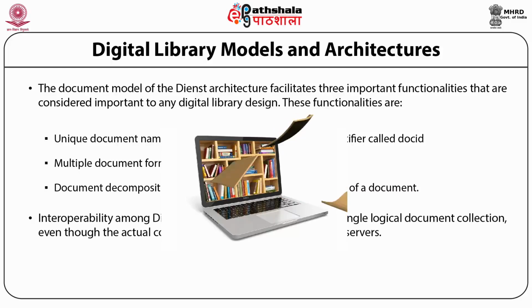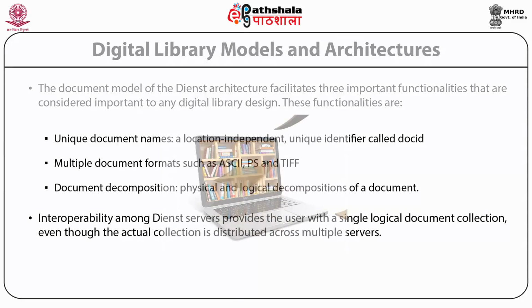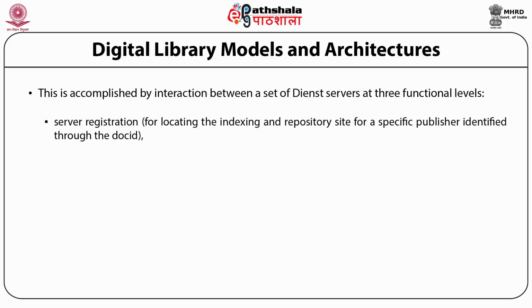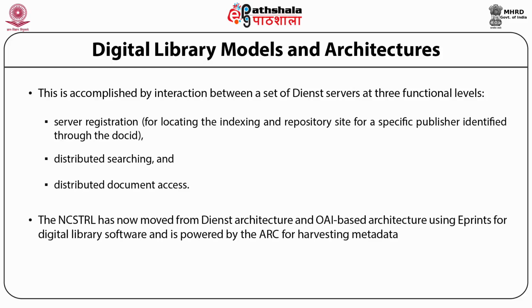Interoperability among Dienst servers provides the user with a single logical document collection, even though the actual collection might be distributed across multiple servers. This is accomplished by interaction between a set of Dienst servers at 3 functional levels, that is server registration, which is used for locating and indexing the repository site for a specific publisher identified through doc ID, distributed searching and distributed document access. NCSTRL has now moved from the Dienst architecture to an OAI based architecture using ePrints or digital library software and is powered by ARC for harvesting metadata.